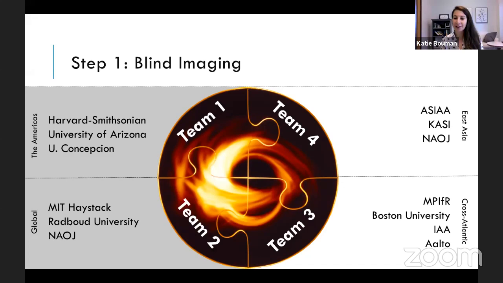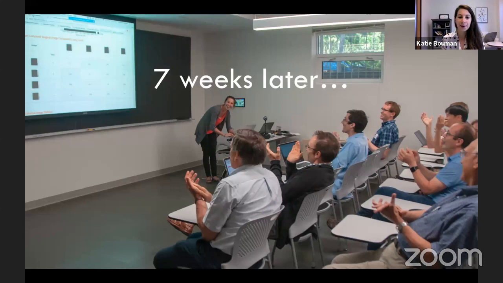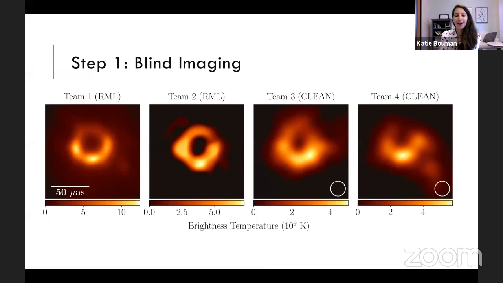When we received the data of the black hole, we actually ran into our different rooms and we tried making images, but we didn't talk to each other at all during the imaging process. So we worked in isolation, trying to make the best image from the data for 7 weeks. And then after 7 weeks, we all gathered in Cambridge, Massachusetts, and we revealed the images to each other. And this is what we saw. So this was quite amazing.